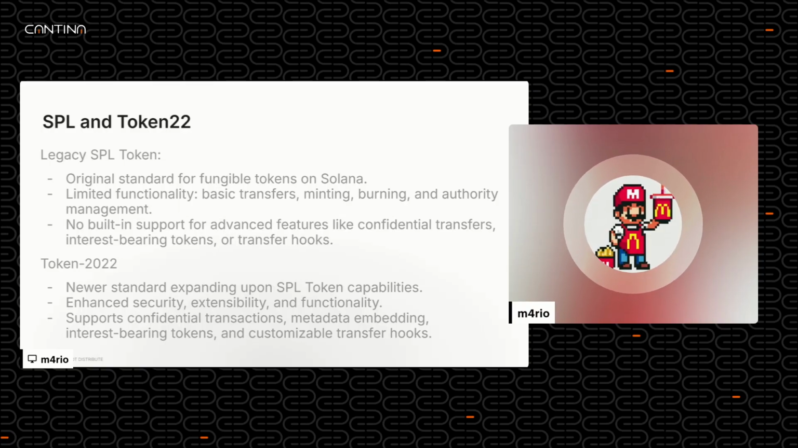This was basically an iteration over the SPL with more dense features. It expanded the SPL token capabilities, and it had security as well, because it added a lot of extensions, that's what they are called. A lot of extensions that could basically build powerful and rich applications around them. Now we support confidential transactions, metadata embedding, interest-bearing tokens, customizable transfer hooks, fee on transfer. So we have all of these extensions that we can work with in this standard.